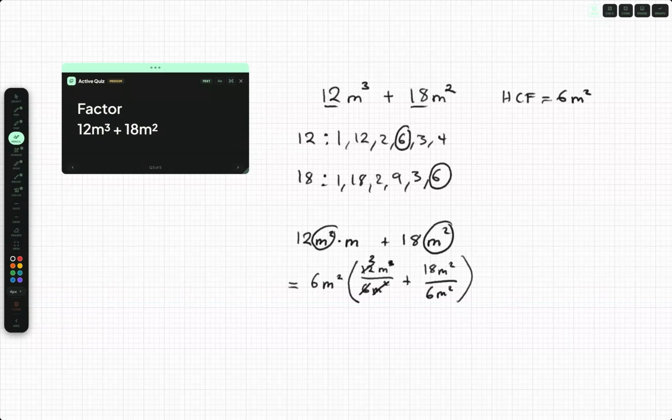For this term here, we've got m to the power of 2 on both the top and the bottom. They both cancel, which means that if you divide m to the power of 2 by m to the power of 2, you'll just get 1. So it becomes 18 times 1, which is just 18. And then 18 divided by 6, well, that goes into it 3 times. So in the end, we're left with 6m to the power of 2 times 2m plus 3. All right, let's move on to another one.